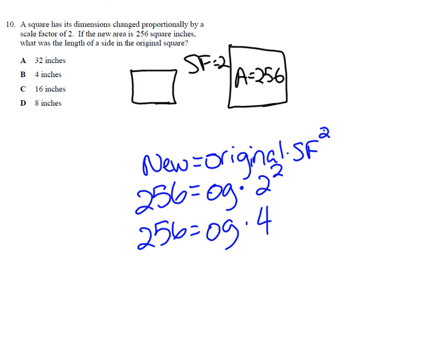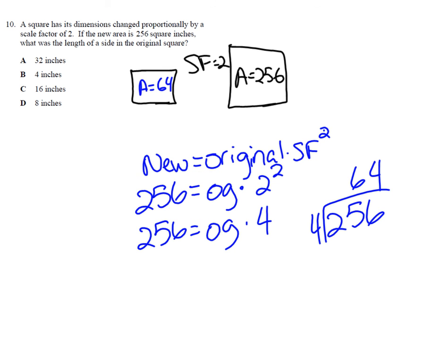So, if we don't know what that is, how could we figure it out? We could divide it. We say, what's 256 divided by 4? 64. Which means our original area has to be what? 64. So that's not the answer. It's not even an answer choice. It wants to know what is the length of one side.